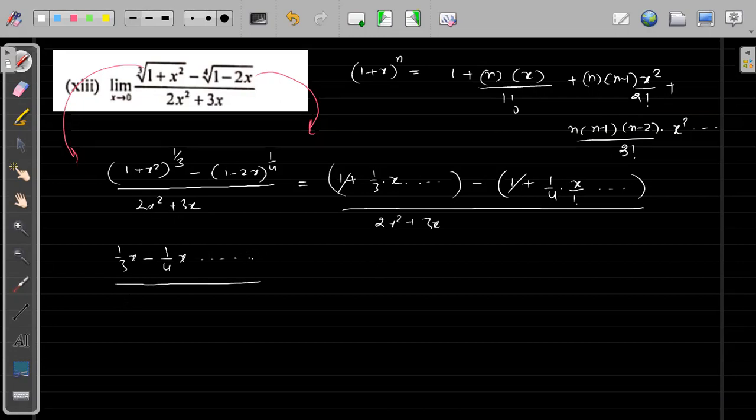And second, in the denominator we can take x common. This will be 2x plus 3, right? So now this is what this will become. Okay, I hope everybody understood. So we can do it also in differentiation. We can do it simply by expanding also. Fine. Okay.